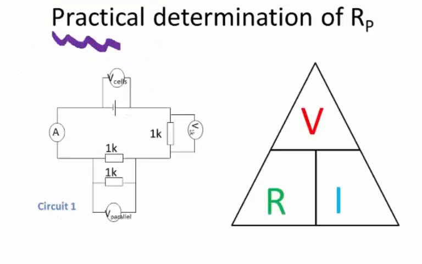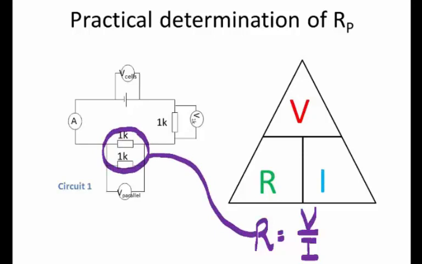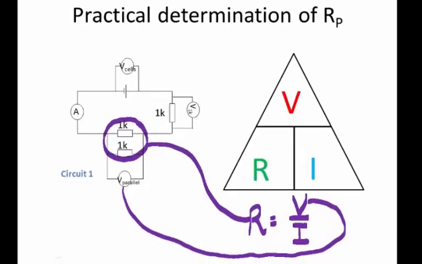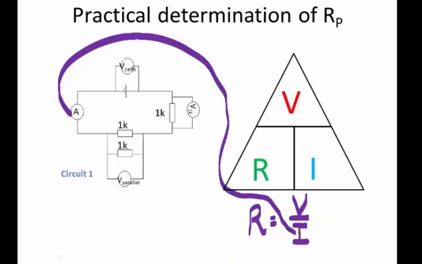How do we determine it practically? Remember that resistance is equal to potential difference across the resistor divided by the current strength through the resistor. So here we have the parallel section, and we want to know the effective resistance of the parallel section. So to get that, practically, we must measure the potential difference across the parallel section and divide that by the current strength through the parallel section.